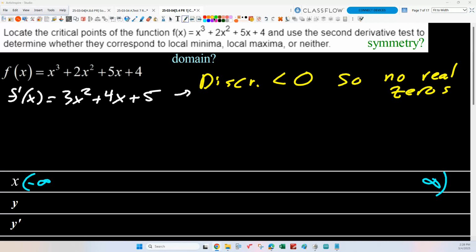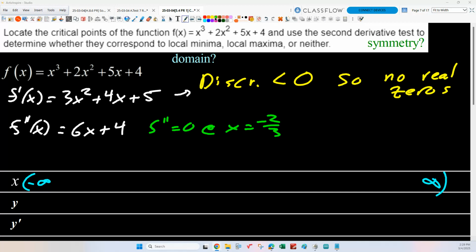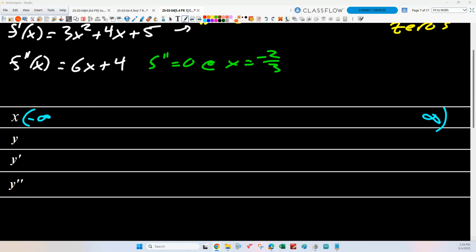Okay, well, how about my second derivative? What's the second derivative? Okay, so what's the zero of the second derivative? Which is negative 2/3, right? Okay. Everybody agree with that? Subtract 4, divide by 6. Okay. So then this is a pretty easy table. We only get one critical number.